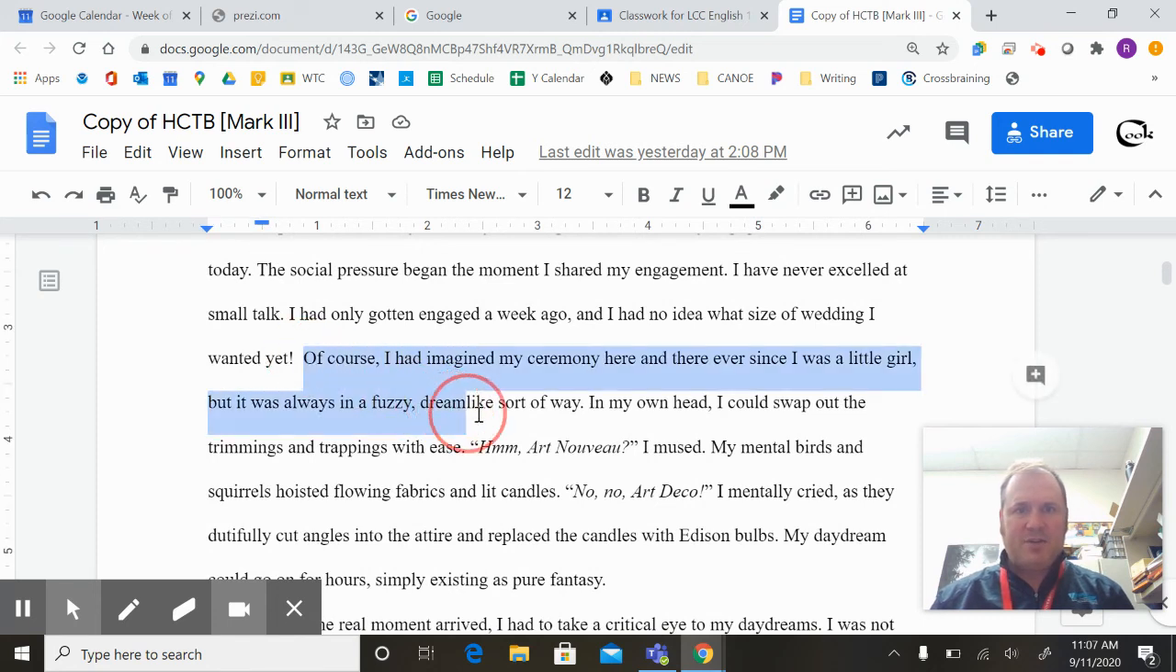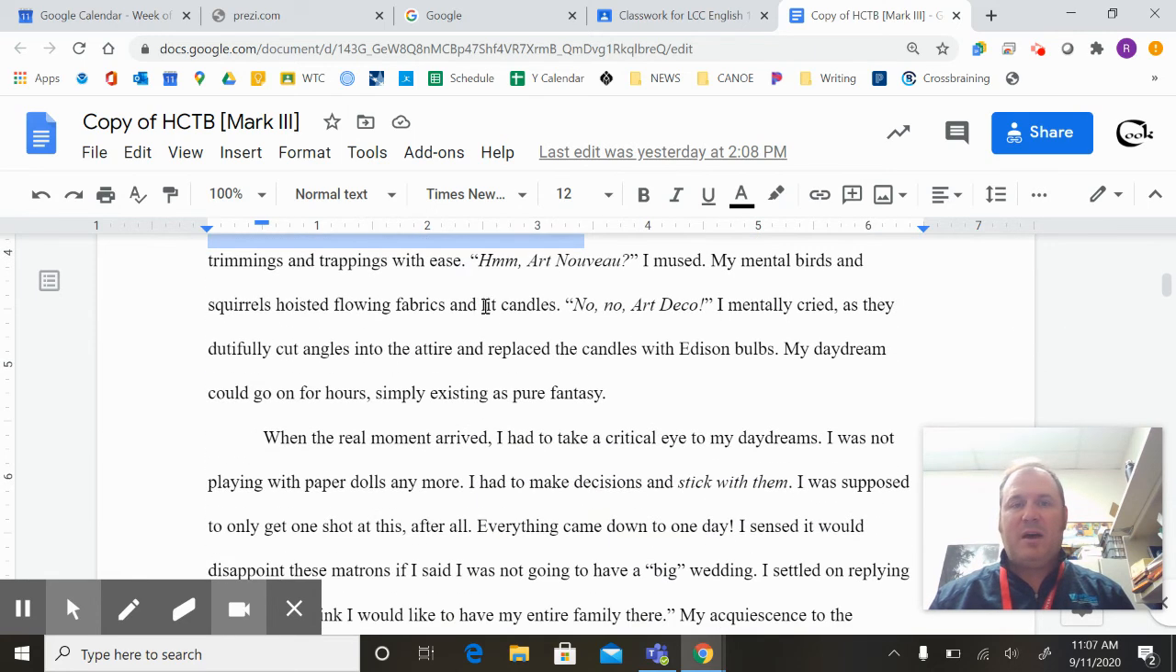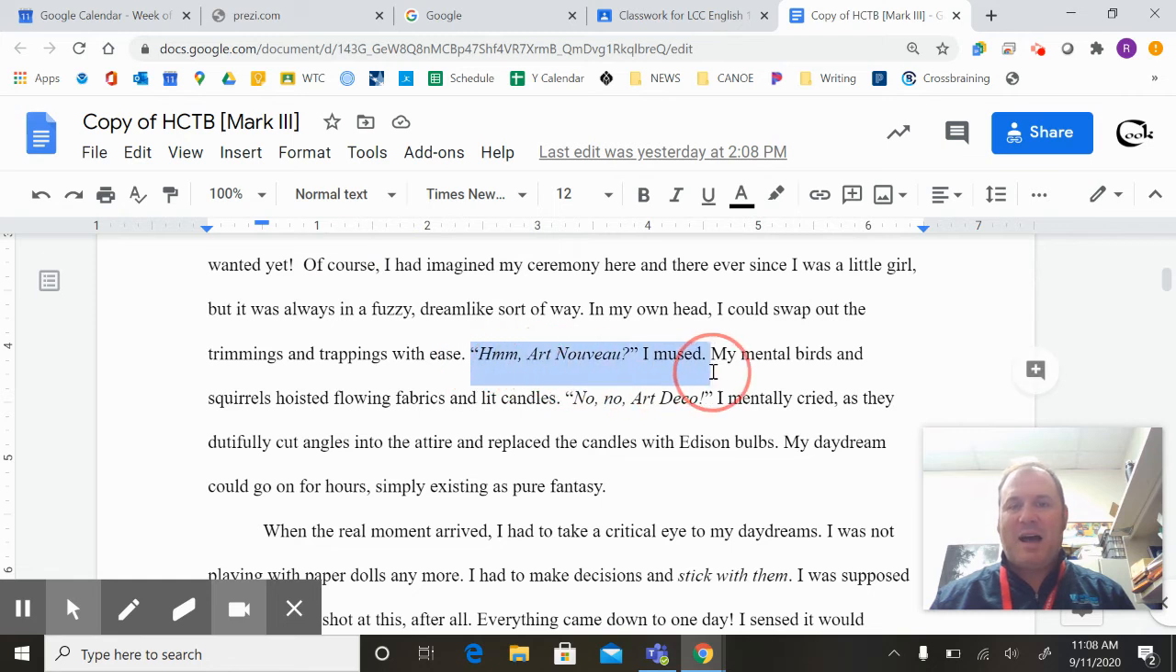"Of course, I had imagined my ceremony here and there ever since I was a little girl, but it was always in a fuzzy, dreamlike sort of way." What a great description of imagining something now. It's fuzzy and dreamlike, right? "In my own head, I could swap out the trimmings and trappings with ease." And then she describes two different styles that she imagined. Flowing fabrics and lit candles, or Art Deco, which would have cut angles and instead of candles, Edison bulbs, right?